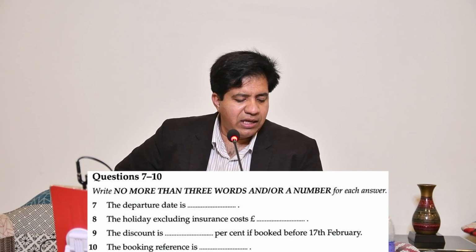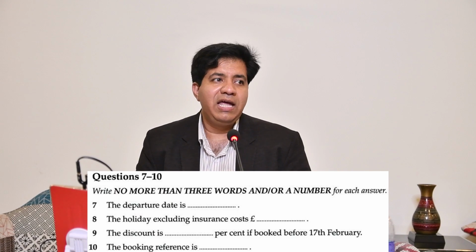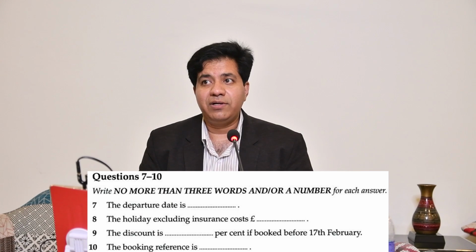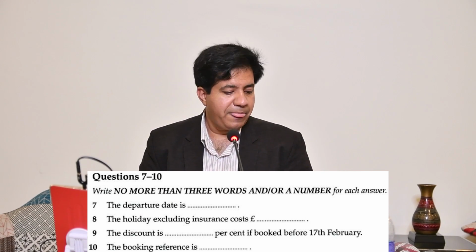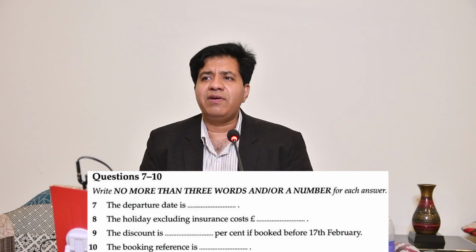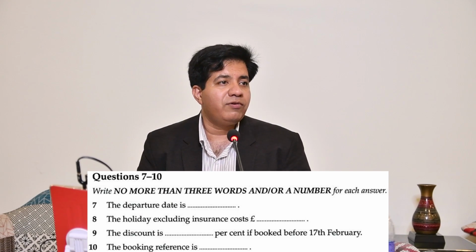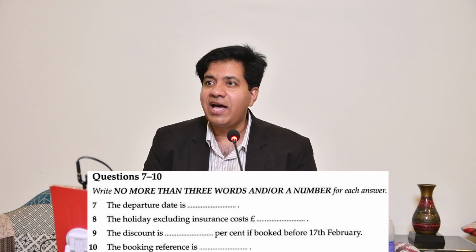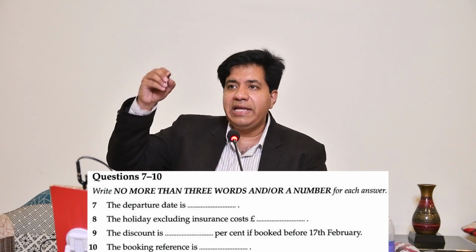Holiday excluding insurance cost. Now, holiday excluding insurance. So they might say, with insurance it will cost you 900 and without insurance, 800. So what will be the answer? 800, because it is excluding. Clear? Okay. Question number 9. The discount is dash percent. Very, very simple. If they say usually we give a 5% discount to all our clients, but you are lucky, this month we are offering 10% discount. Answer is 10%, right? So you just have to see that, and you will write only the number.